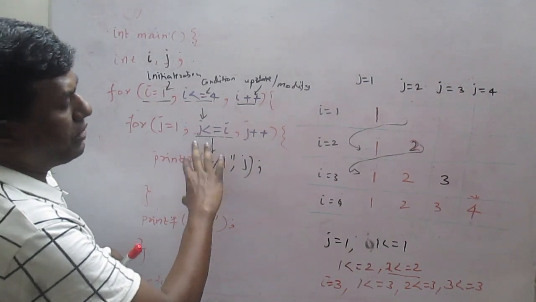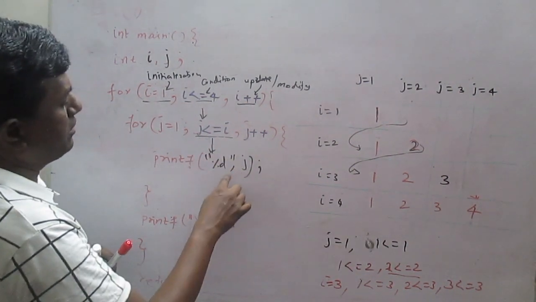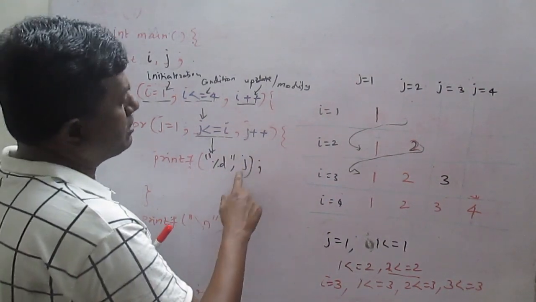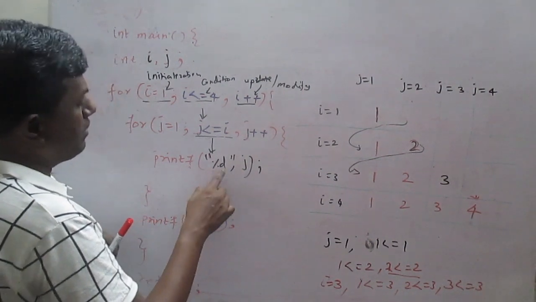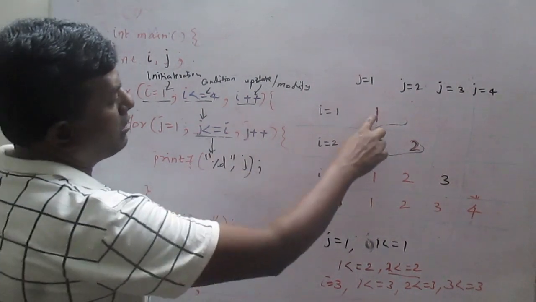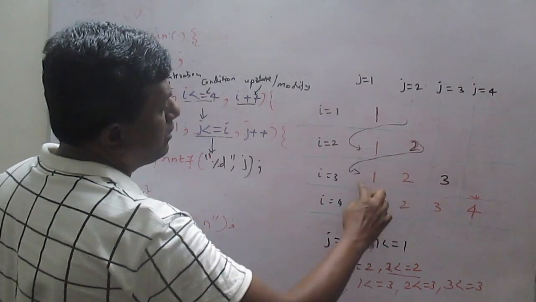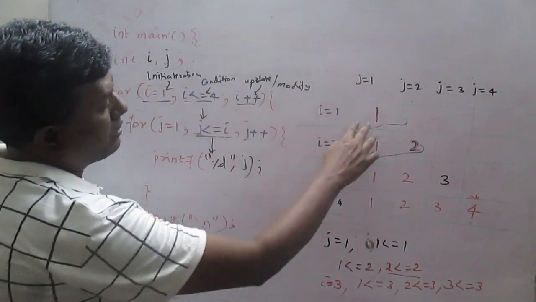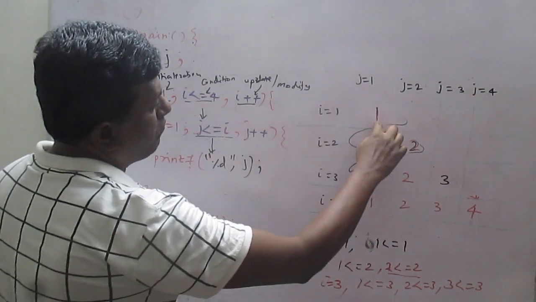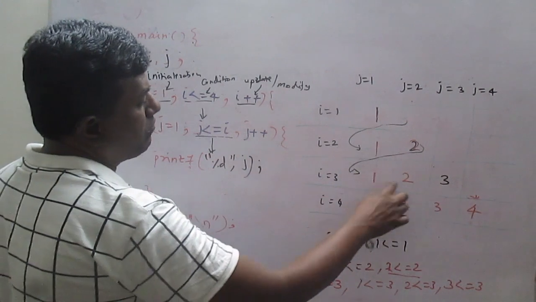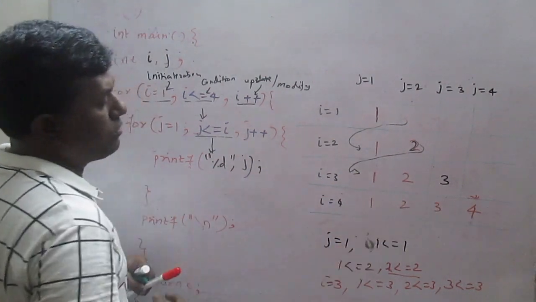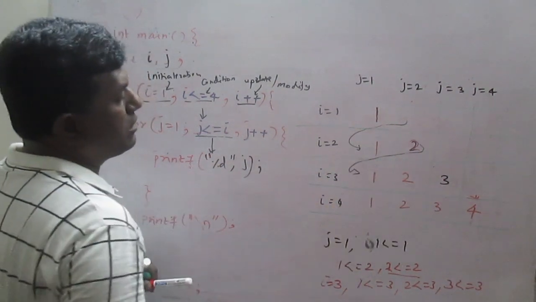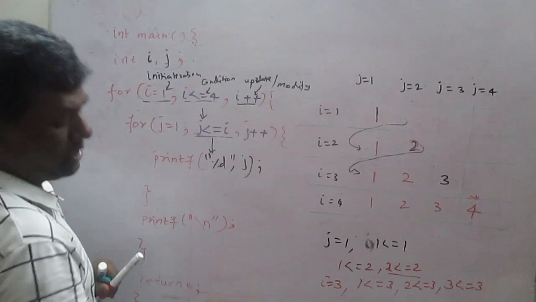I hope you see how changing the star into i and j changes the pattern. When we changed the star into i, we had only 1, 2, 2, 3, 3, 4, 4. Now when we change the star into j, the first row has 1, the second row 1, 2, the third row 1, 2, 3, the fourth row 1, 2, 3, 4. Suppose you want the reversed pattern, that we can also see.